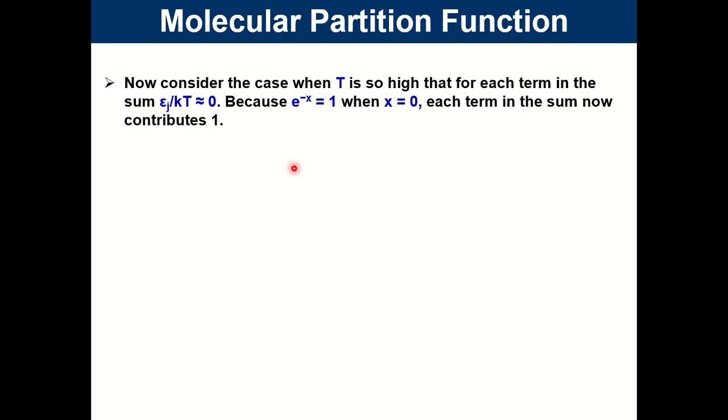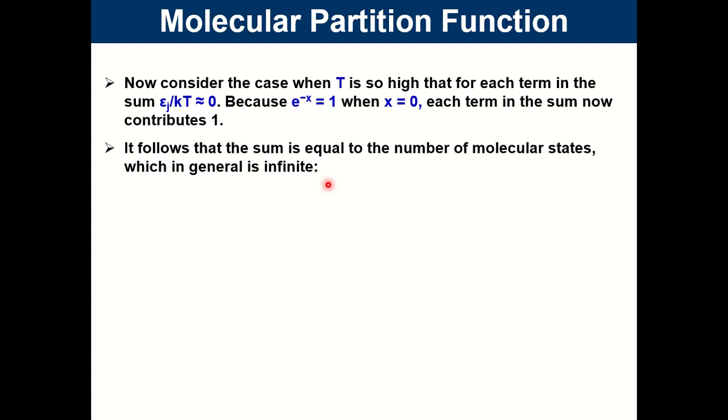Now let us consider the case when T is so high, that is, we are raising the temperature so high that each term in the sum, Ej by kT, is now equal to 0. If temperature is too high, that is, it reaches infinity, then this term will go to 0. Then e to the power minus x will be 1 when x is 0, and each term contributes 1 to the whole expression of the partition function. It follows that the sum is equal to the number of molecular states, which in general is infinite.